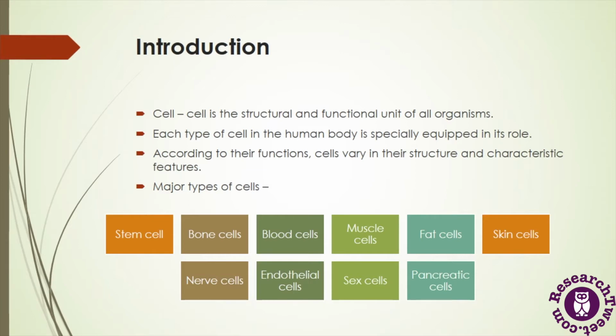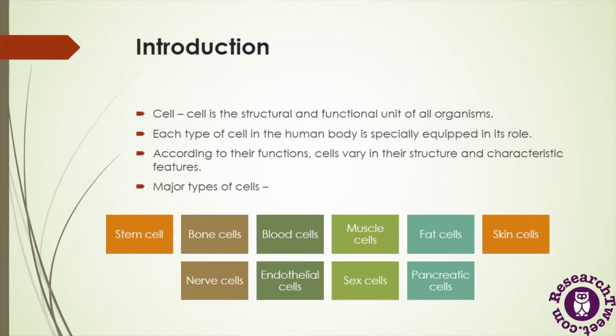Our body is made up of different types of cells which are specially equipped in their roles. There are different roles for different types of cells, like blood cells, liver cells, cardiac cells and many others. According to their functions, these cells vary in their structure and characteristic features, which makes them special for these roles.